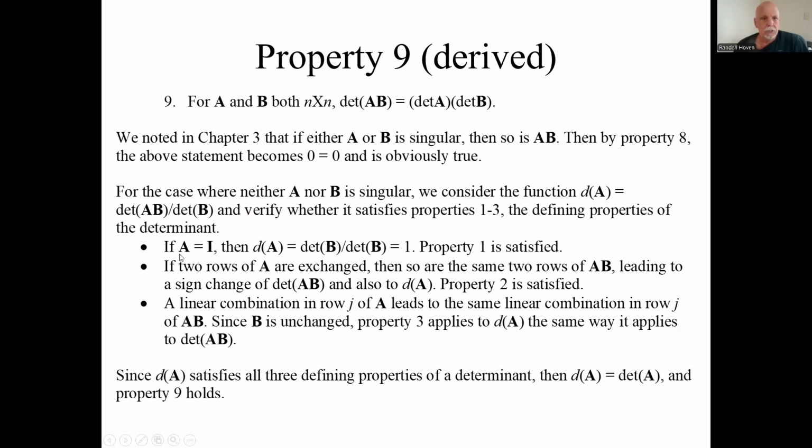Let's see if I go through this. So one of those: if A is the identity matrix, then this little function D of A is just this, and it is one. That property is satisfied. If two rows of A are exchanged, so are the same two rows of AB. That was kind of a feature of matrix multiplication, leading to a sign change of the determinant of the product, and also to that function D of A, so property 2 is satisfied.